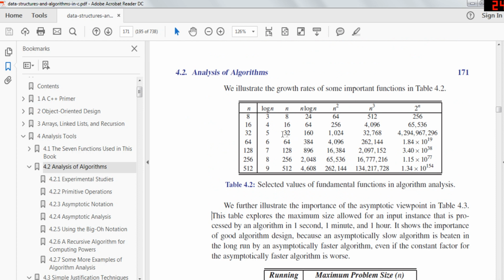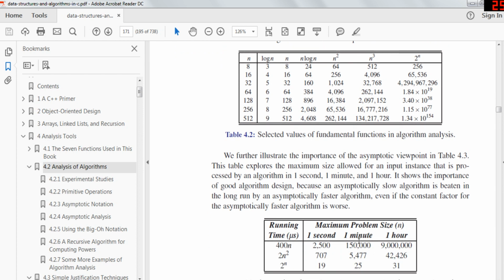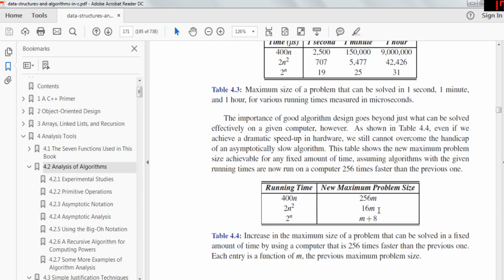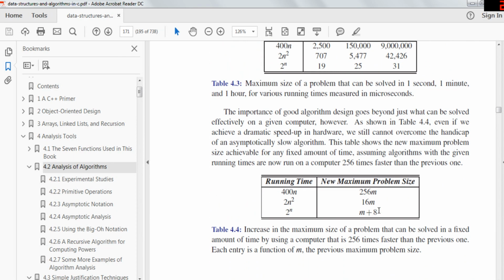Alright, so here they demonstrate the growth rates of all the 7 functions. We assume the importance of the asymptotic viewpoint. In this case, it shows the maximum size of an input integer that is processed by an algorithm in 1 second, 1 minute and 1 hour. It shows the importance of good algorithm design, because an asymptotically slow algorithm is beaten in the long run by an asymptotically faster algorithm, even if the constant factor for the asymptotically faster algorithm is worse. The importance of good algorithm design goes beyond what can be cost-effectively achieved by a computer. Even if we achieve a dramatic speedup in hardware, we cannot overcome the handicap of a slow algorithm. That's what they're showing here.